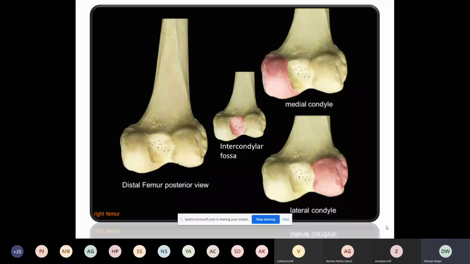Now in the upper diagram you can see there is a medial condyle. It is a convex medial side. Most prominent point, that is called medial epicondyle, and posterior superior to this epicondyle there is a bony projection seen, that is called adductor tubercle, and this tubercle is a very clinically important landmark. The epiphyseal line for the lower end of the femur passes through it.